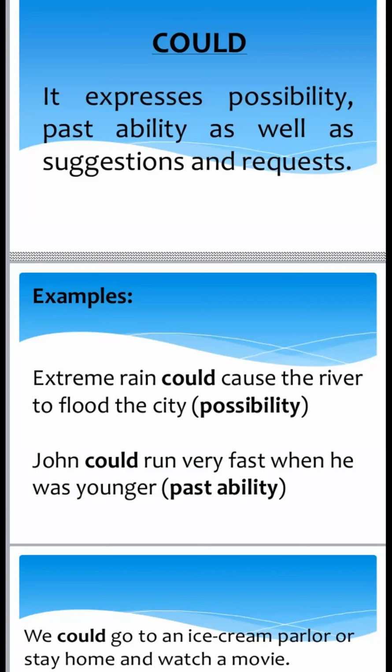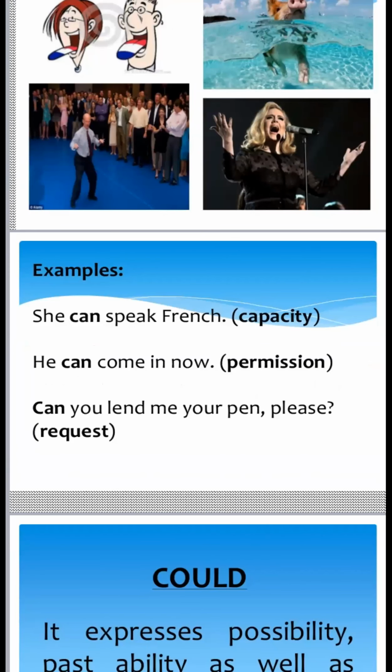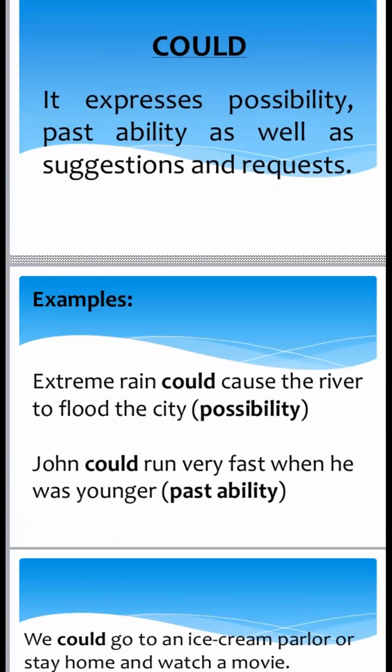The next one is about the ability of someone, like the capacity. Ability and capacity are similar. In the very first example, you can see that she can speak French. That is the ability of someone as well. Similarly, John could run very fast when he was younger. Here it means that his ability was that when he was young, he could run fast.